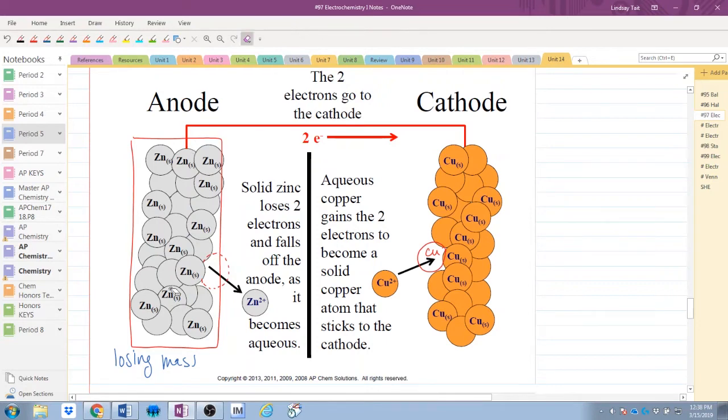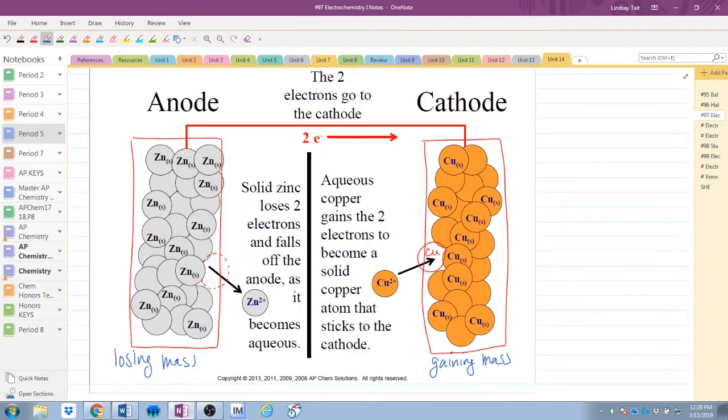I'm just referring specifically to the anode that's losing mass. Okay? All right, so then over here, my cathode, over time, what's happening to its mass? It's gaining mass. And why is it gaining mass? It's gaining a solid copper atom, right? Not because it's gaining electrons. Remember, the transfer of electrons does not change mass.